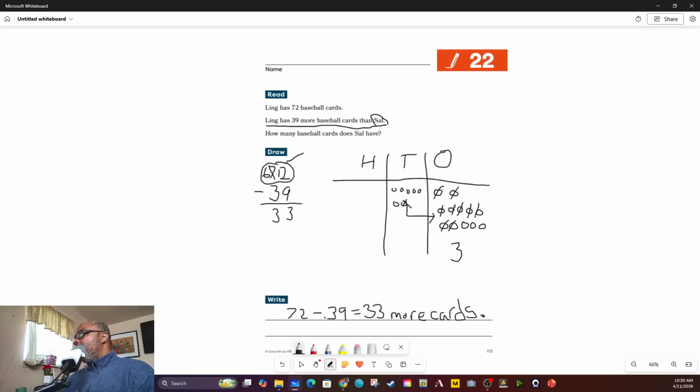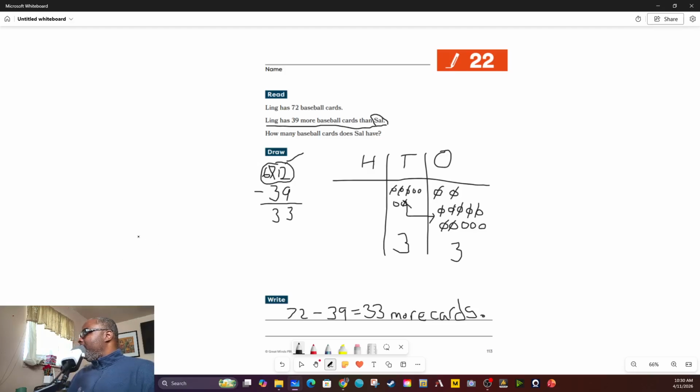Now I have to take away 3 tens. So I'll start from the top. 1, 2, and 3. How many tens do I have left that's not crossed out or unbundled? 1, 2, and 3. And again, the answer is 33.